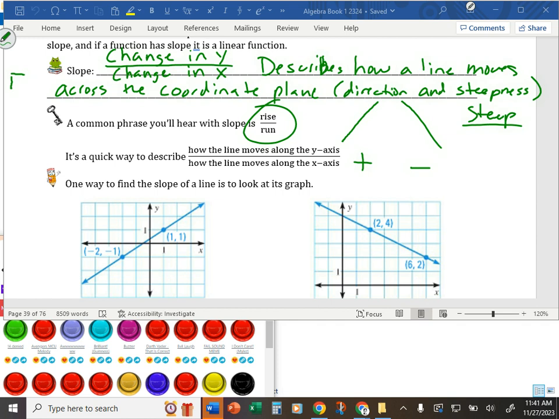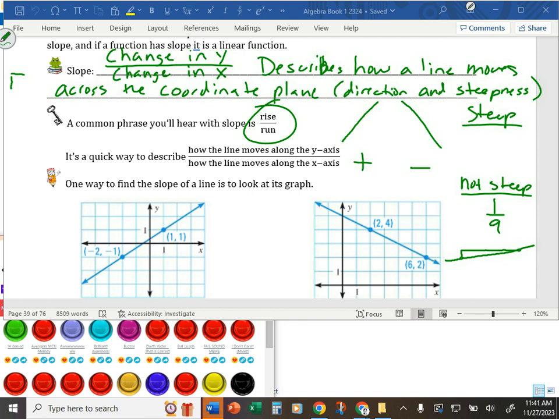1 over 9 would actually be not steep. Because if you think about a slope of 1 over 9, it means that you've got a rise of 1 and a run of 9. You're going up 1 and over 9. If you were to connect those points, that's not very steep at all, right? That'd be a good slope for a ramp, okay?